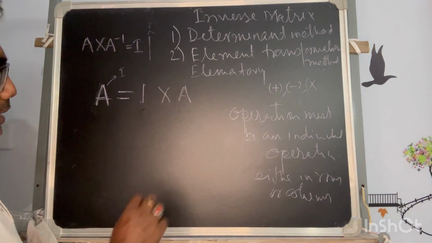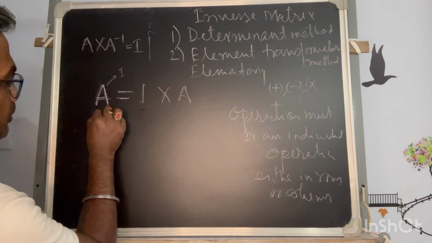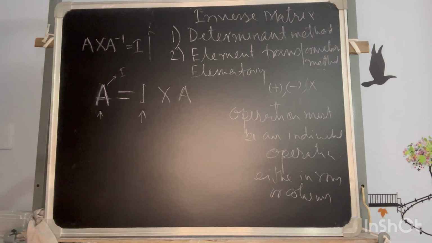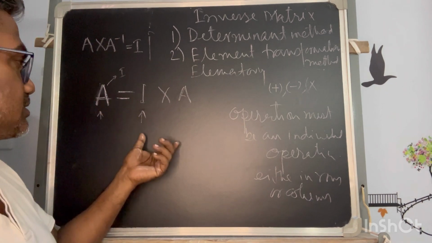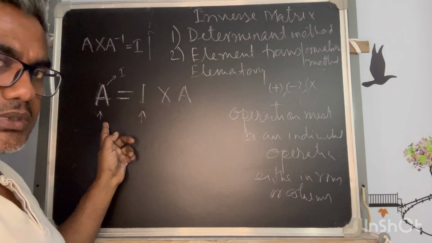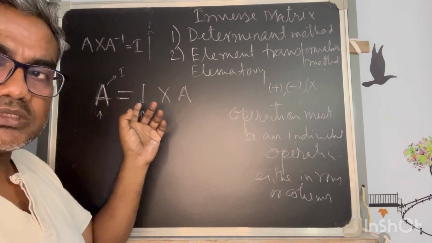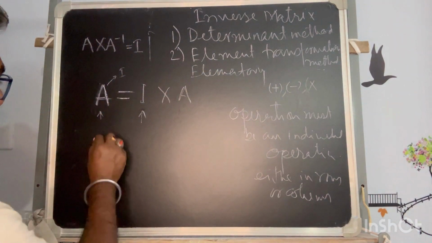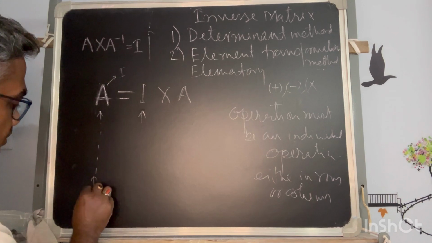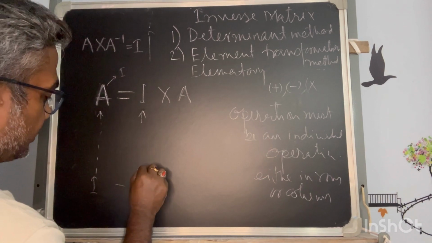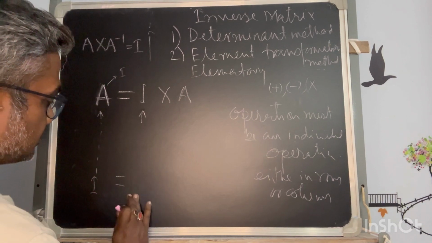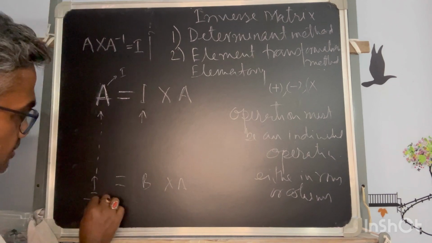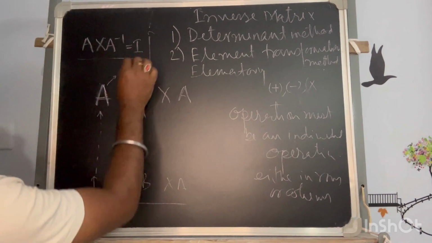First thing is that, and second thing, whatever operation you do here, you have to do with this identity matrix. So in the process, this will turn into the identity matrix, and this will turn into some other matrix. Let's say this turned into matrix B. Then, as you can see, this becomes this equation.